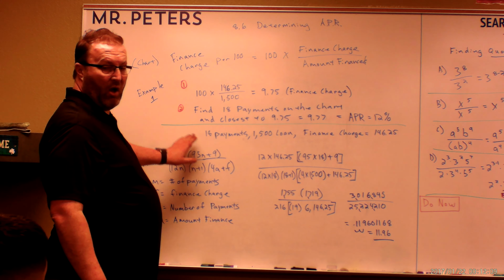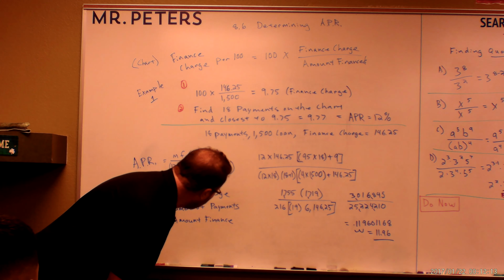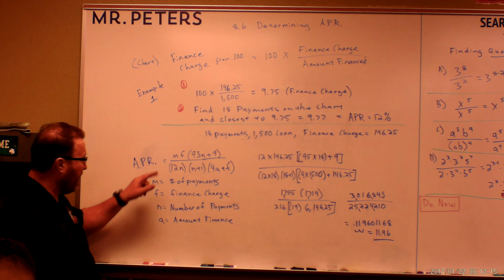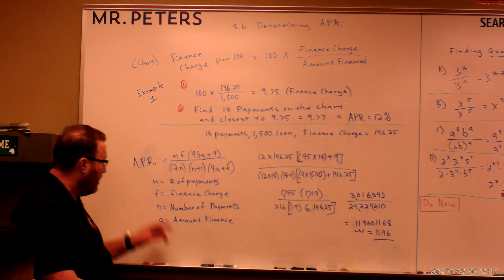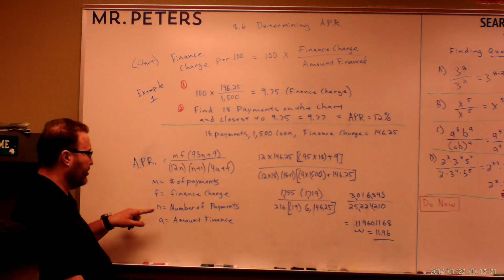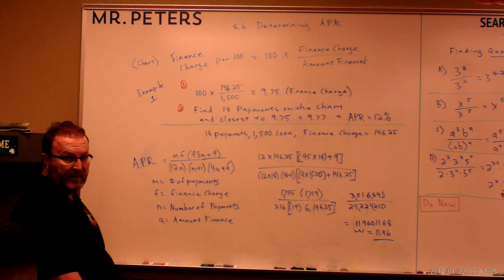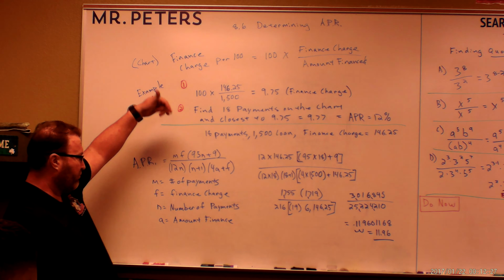Now this is the long way, okay? We're taking the same exact information. So this is our formula for APR. I broke down what the variables are. M is the number of payments per year, F is the finance charge, N is the number of payments, and A is the amount financed.